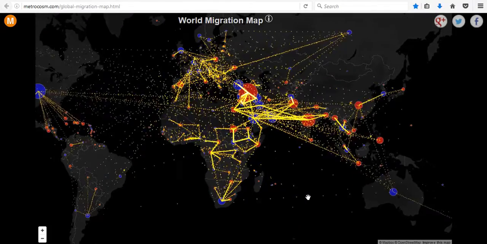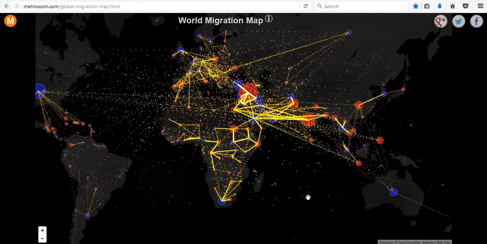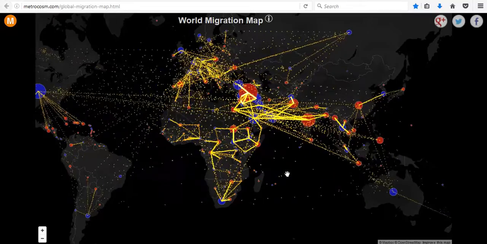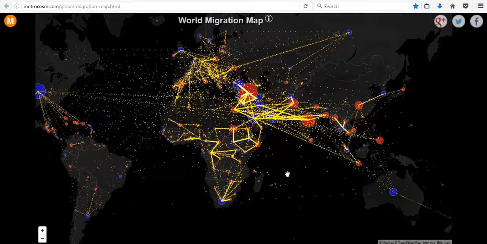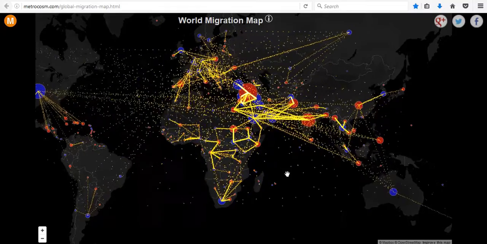So here we have the World Migration Map. What we have are these dots and all these flows, proportional symbol maps. Essentially, what we've got are red and blue circles. If you see a red circle, that means the country has a negative net migration. If it's a blue circle, it's a positive net migration.